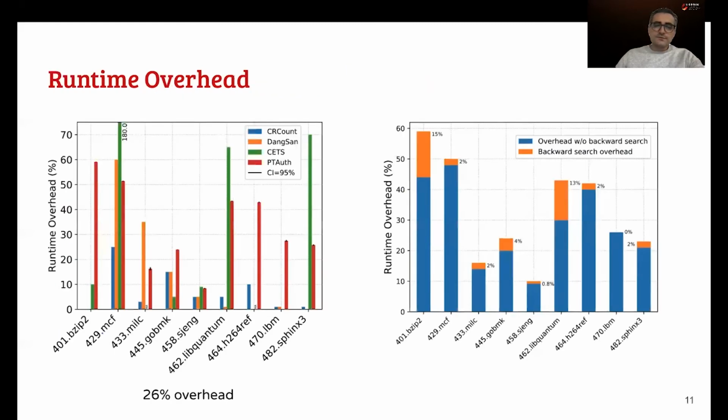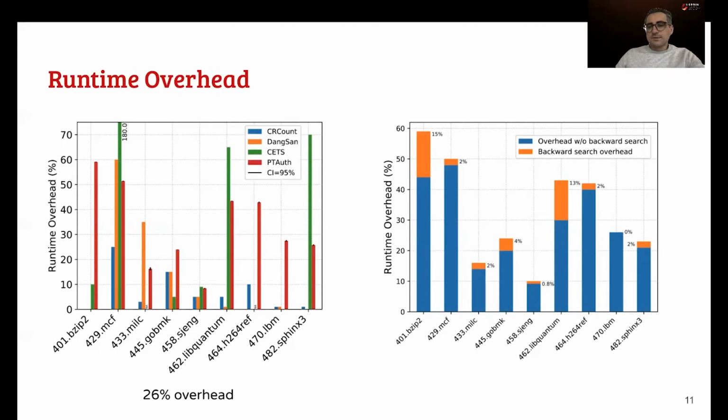To measure the overhead, we selected 9 benchmarks from SPEC 2006. All of the related works have used these 9 benchmarks, so we could do some comparison between our work and other works. As you can see, the runtime overhead of our system is a bit higher than other systems. But because we use a software implementation, hopefully these numbers are lower on real hardware with real PAC instructions. The geometric mean overhead of our system is 26%.